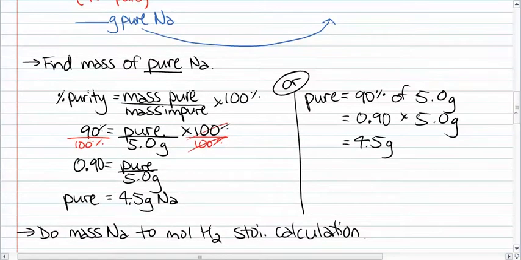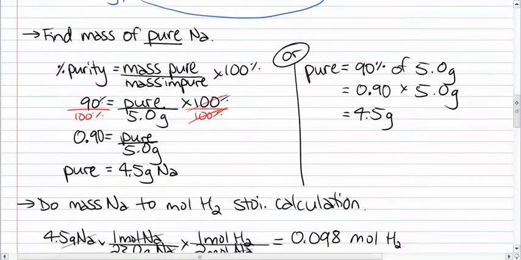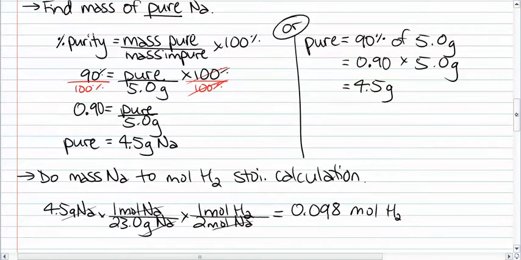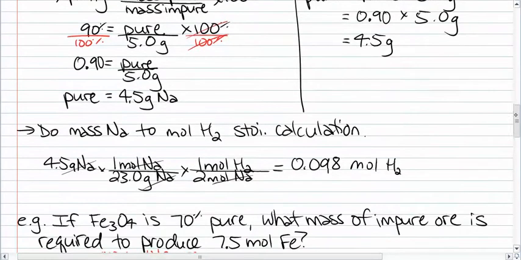Okay, once we have the mass of pure sodium, we can do a mass-mole-Stoich calculation to figure out the moles of H2 produced. We get 2 sig figs, so we have 0.98 moles of H2. Let's look at another example.